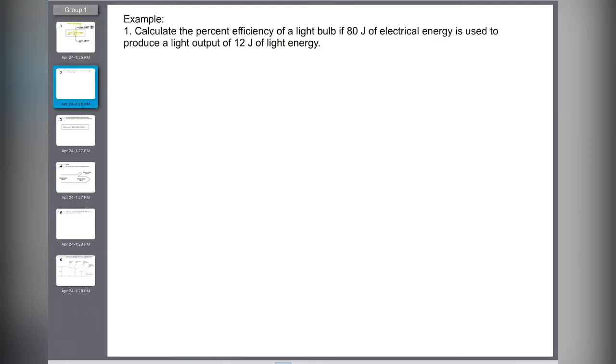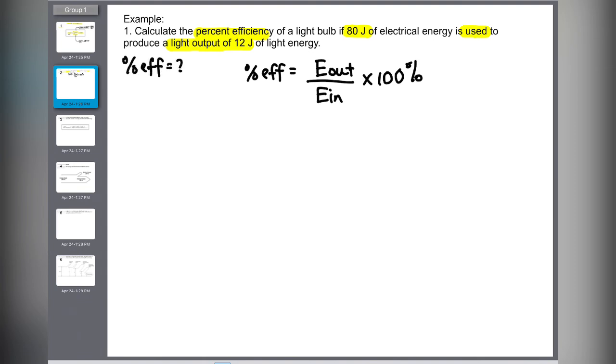Okay, so let's take a look at this. Calculate the percent efficiency of a light bulb if 80 joules of energy is used to produce a light output of 12. Okay, so we already know we're dealing with percent efficiency, right? So we said that E out divided by E in times 100%. We're going to do a summary together, okay? We want percent efficiency. That's what I'm looking for.